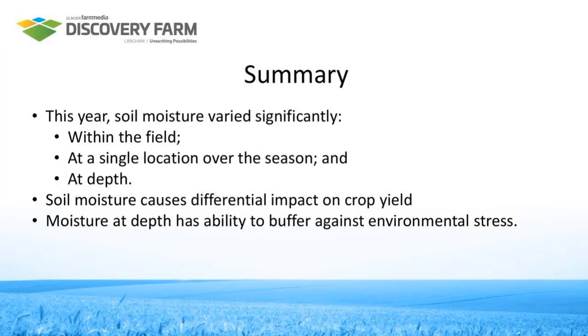So now, in summary, from this year, we saw that soil moisture did vary significantly within the field at a single location over the growing season and at depth. We also saw that soil moisture does cause a differential impact on crop yield. And finally, we saw that moisture at depth could have an ability to buffer against some of those environmental stresses.